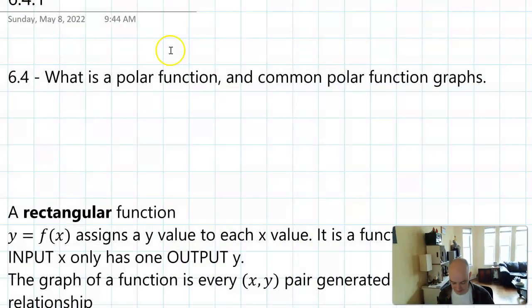Today we're going to talk about section 6.4, which is all about polar functions. You've previously learned about plotting points in the polar system. Now we're going to figure out what we do with those points.